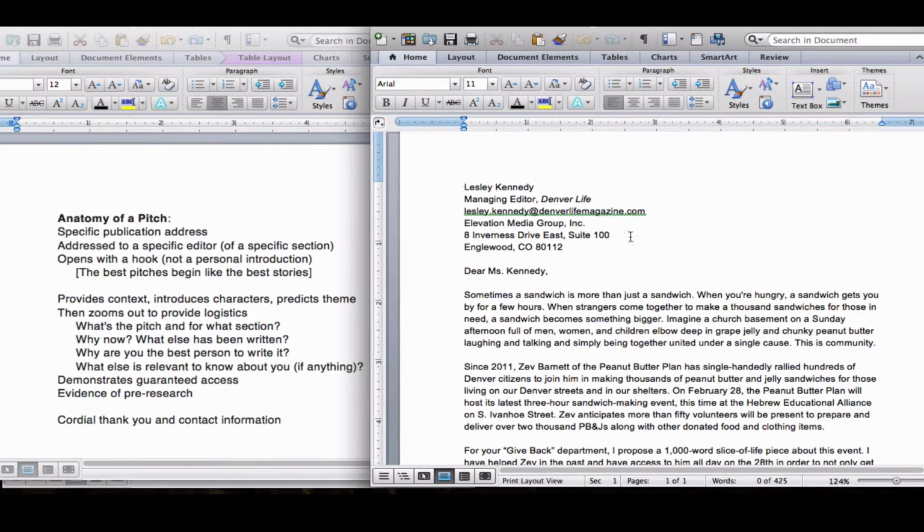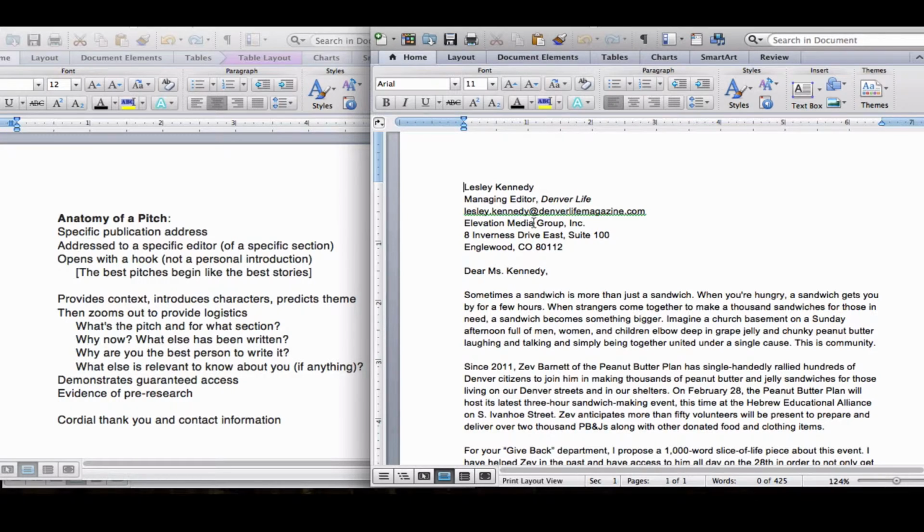You'll notice that at the very top of the pitch is the publication address with a very specific editor. Now, most pitches are realistically going to be sent via email, so you're probably never going to include this. But the idea behind me requiring you have this for the assignment is that you know where you're pitching, you have a specific publication in mind, and you've done some research on that. So here's that specific publication address.